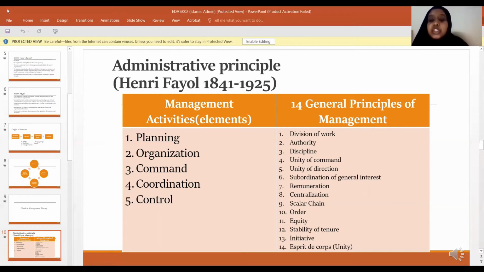There are fourteen general principles of management: division of work, how to define the work between the workers as equal, authority, discipline, unity of command, unity of direction, subordination of individual interests to the general interests, centralization, clearing, order, equity, stability of tenure, initiative, and unity.